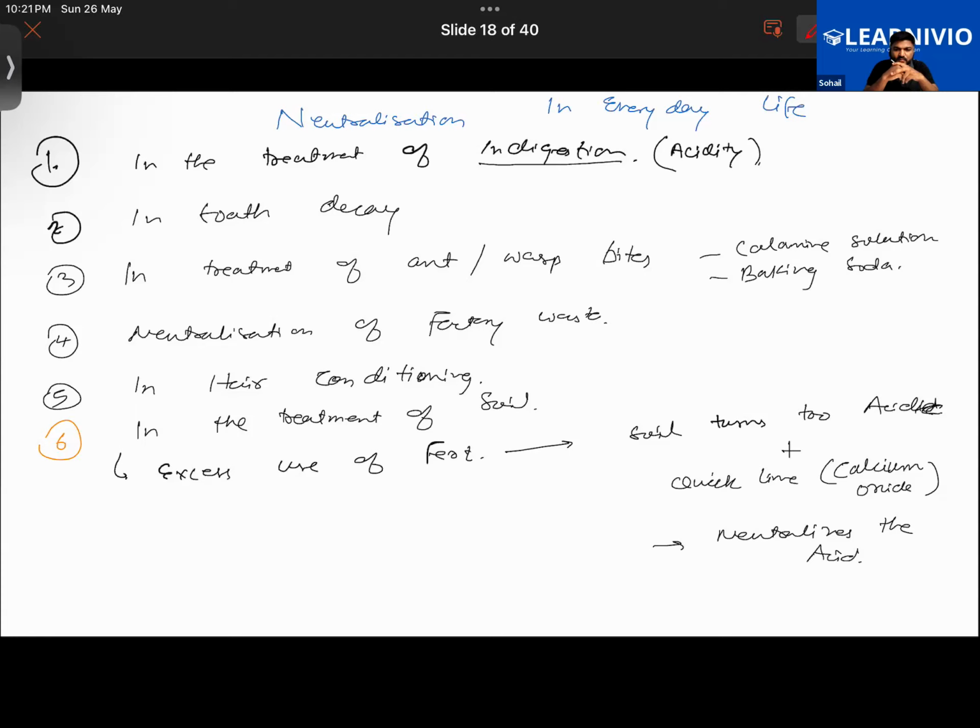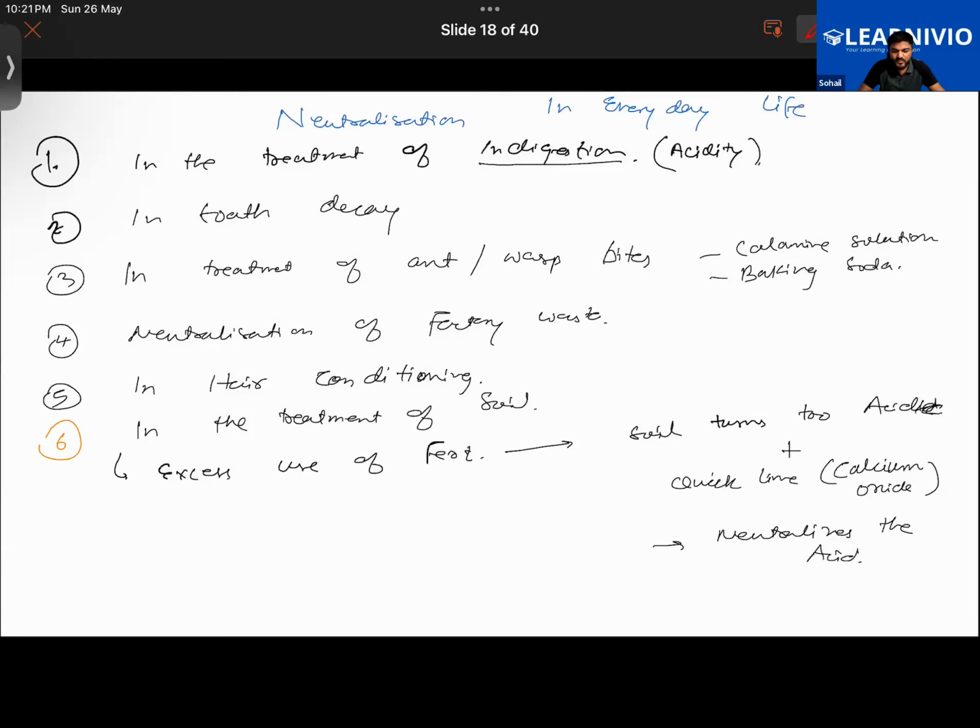How is acidic soil treated? Yes, sir. The acidic soil is treated with the base. Okay, what is the name of that base? Quick lime. That is simply calcium oxide.